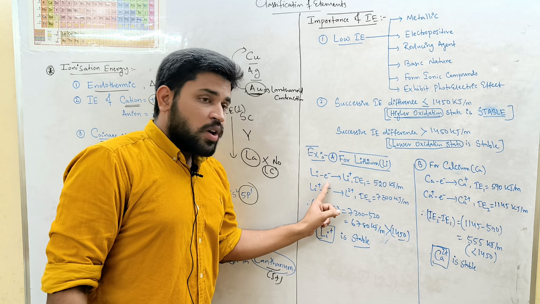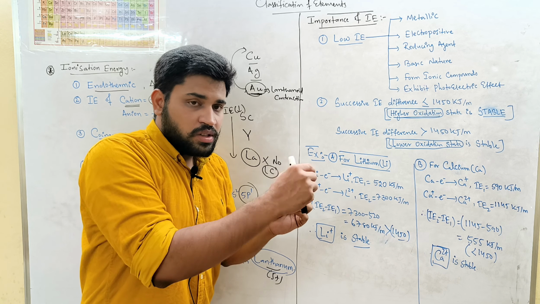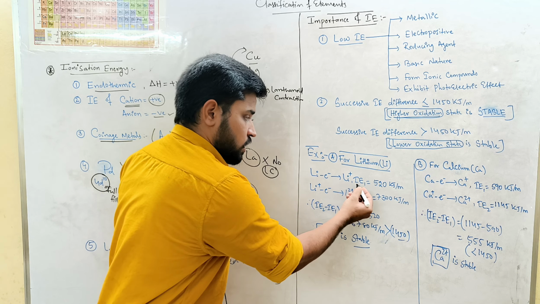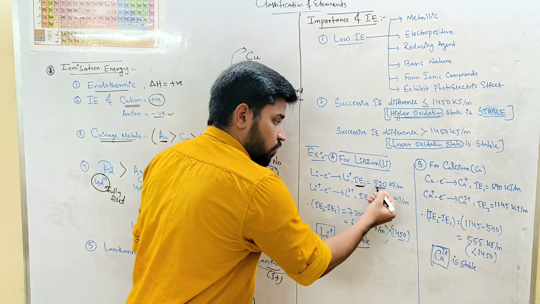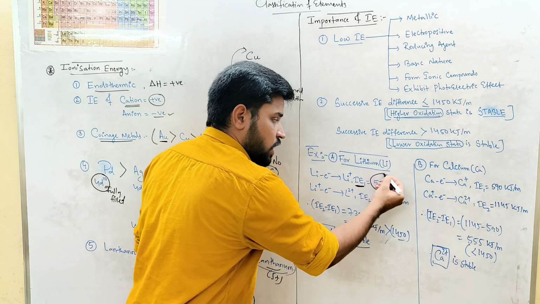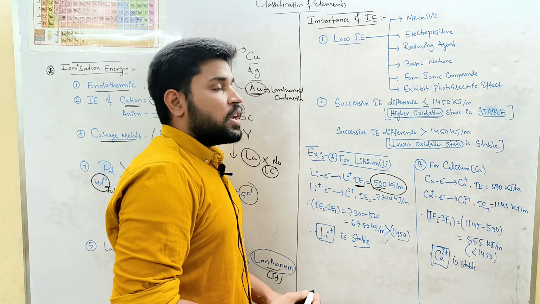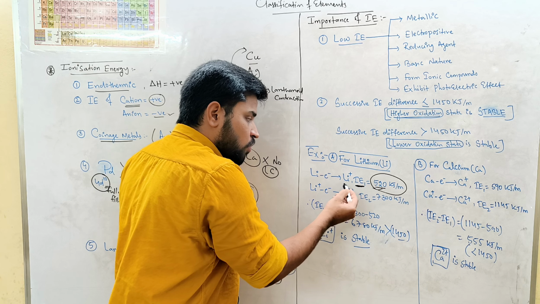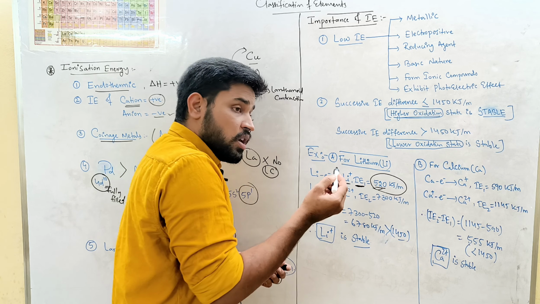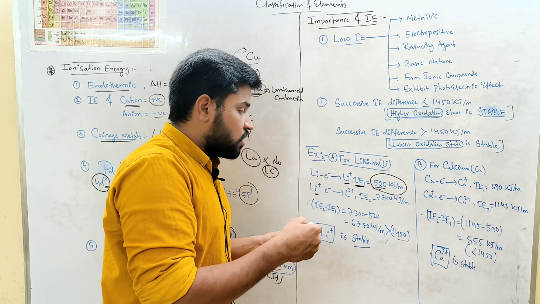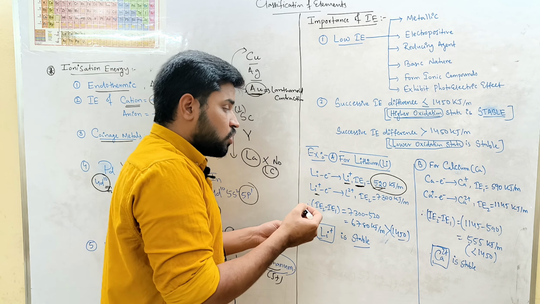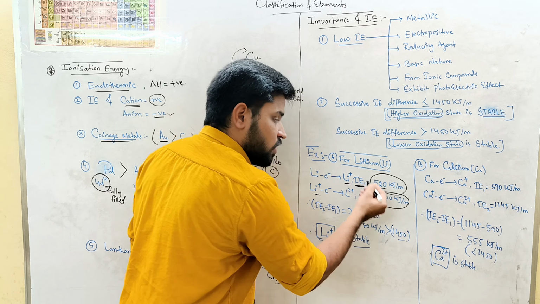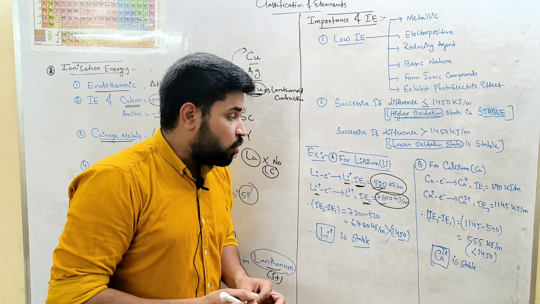Lithium, if it loses one electron, to bring out one electron from lithium we have to apply energy. What is that energy? First ionization energy, that is 520 kilojoule per mole. And if you want to remove one more electron from this unipositive cation, again you have to apply more energy because it is already a unipositive ion. So what is the second ionization energy? That is 7300 kilojoule per mole.